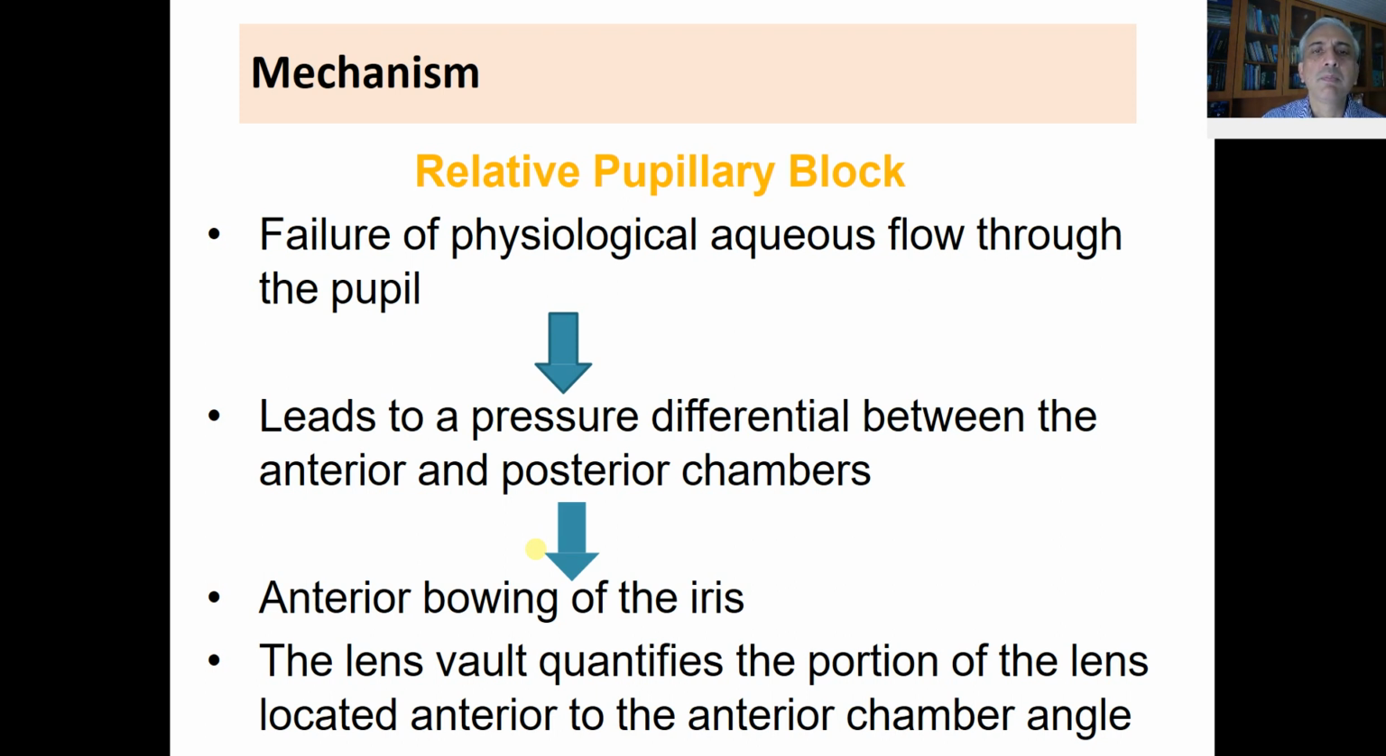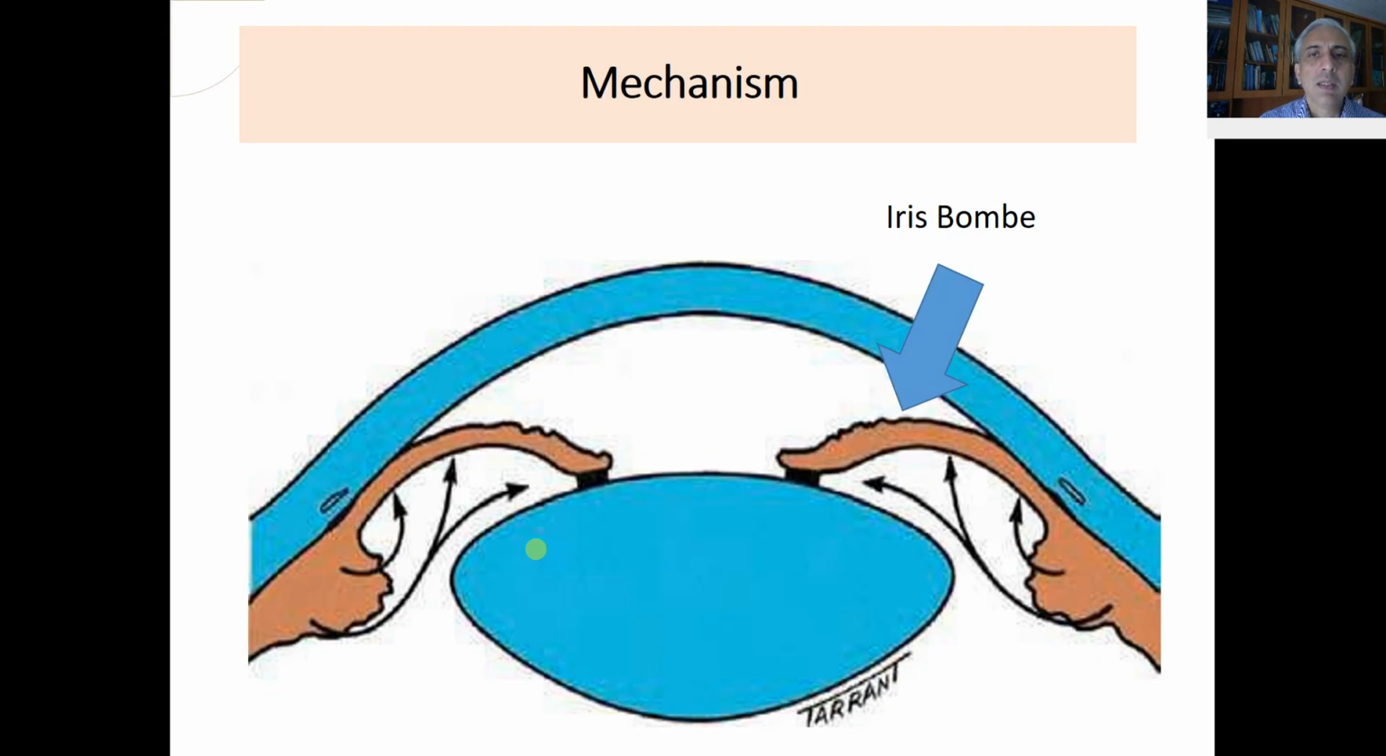This leads to a pressure differential between the anterior and posterior chamber, which causes the iris to bow forward, which is called iris bombe. Right? So let's see. This is what we were mentioning, that you have a contact between the iris and the lens, and the maximum contact of the iris with the lens is normally in a mid-dilated position of the iris.